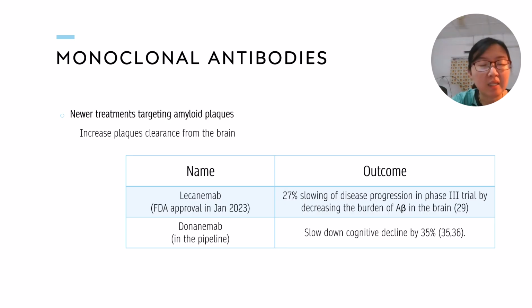Monoclonal antibodies are newer treatments targeting amyloid plaques in AD by increasing plaque clearance from the brain. One recently approved in January 2023, known as lecanemab, shows an outcome of 27% slower disease progression in phase 3 trials, and another promising immunotherapy, known as donanemab, is able to slow down cognitive decline by 35%.